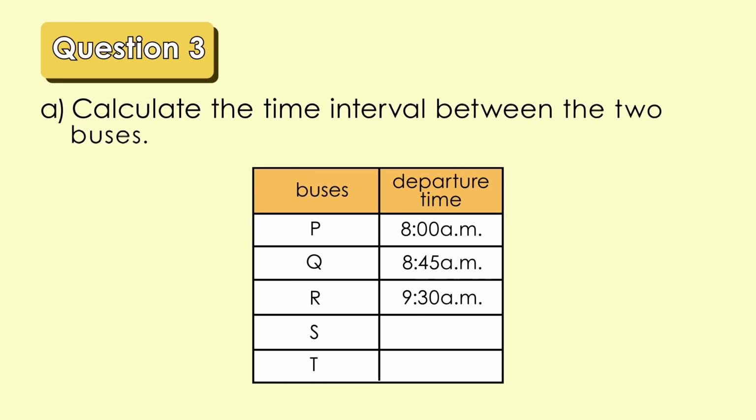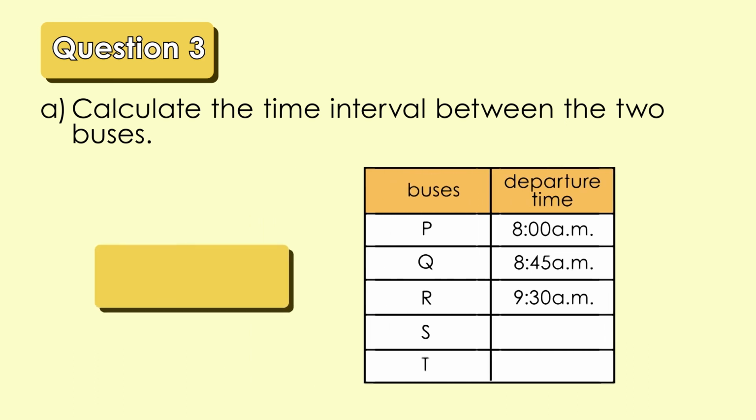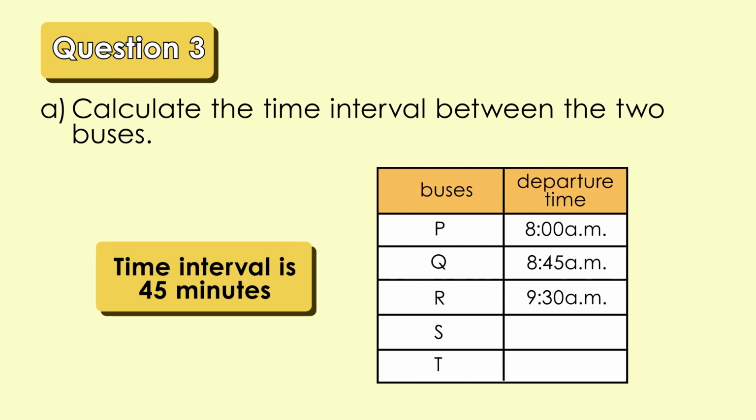Calculate the time interval between the 2 buses. Boys and girls, let us refer to our table. Bus P's departure time is 8 a.m. Bus Q's departure time is 8:45 a.m. Bus R's departure time is 9:30 a.m. So, our time interval is 45 minutes.